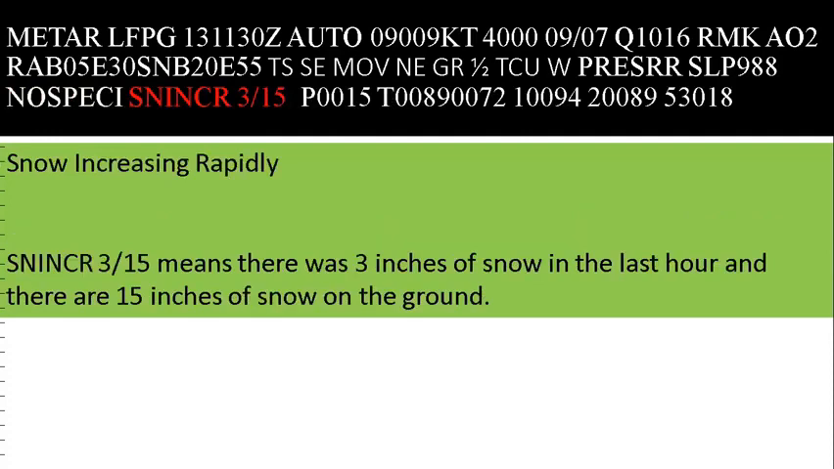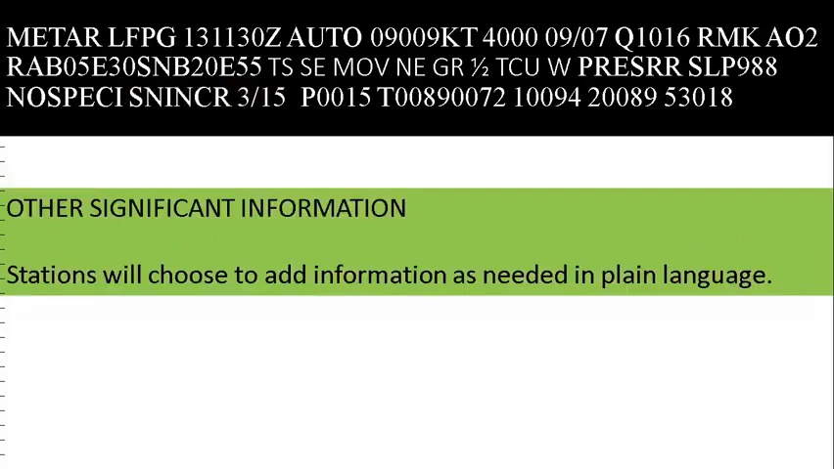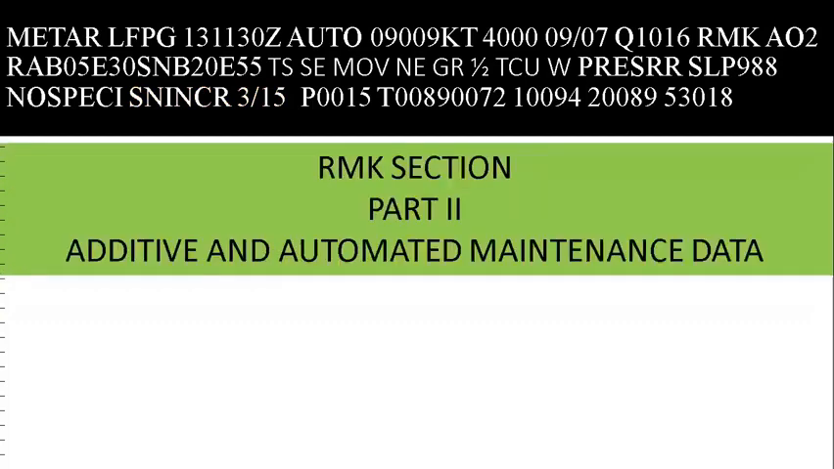Now snow increasing rapidly. So snow is SN, increasing INCR rapidly. R stands for rapidly. 3 inches to 15 inches. It's very simple. 3/15 means it was 3 in the last hour, and now it has gone up to 15 inches. Then other significant information, whatever the station wants to add, it can add here, but it should be in plain language.